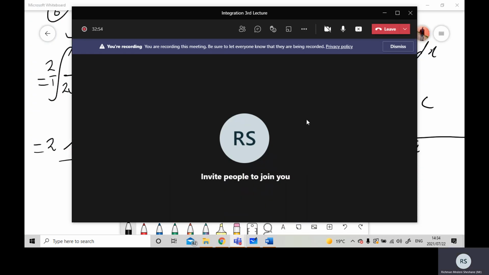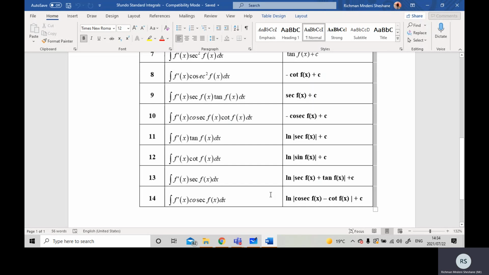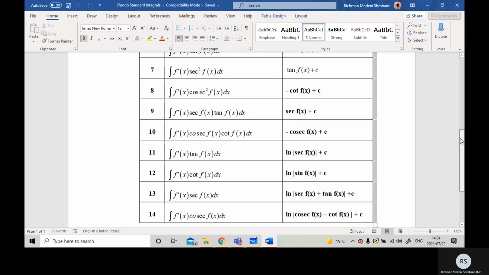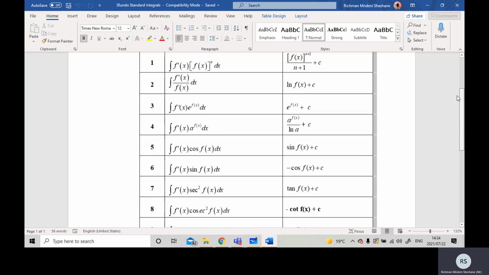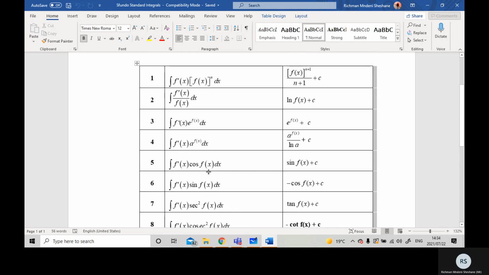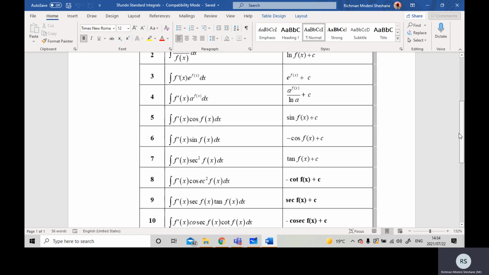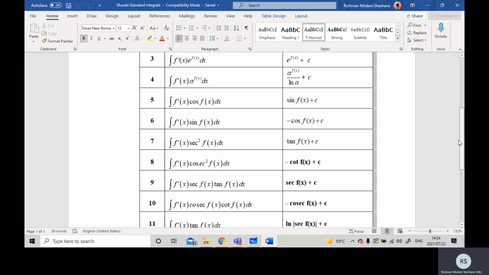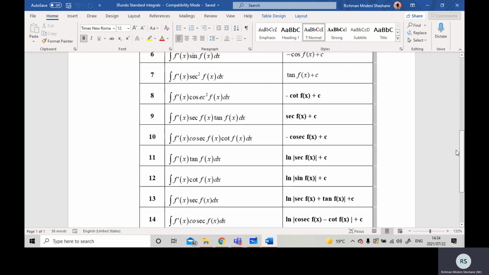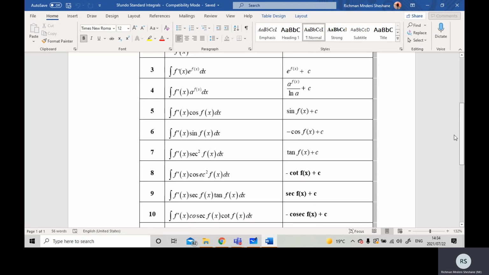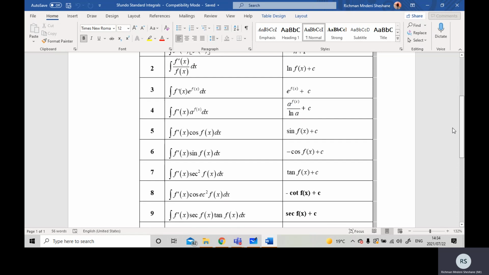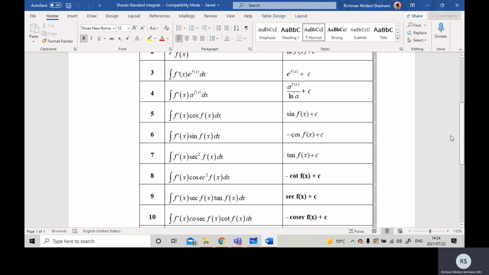Let me stop here for now. Tomorrow, we're going to focus on standard integral number 3 and 4, and then start trig form. As long as you have one of the standard integrals from 5 to 14, you can apply this. These are all trig standard forms, from standard integral number 5 to standard integral number 14.